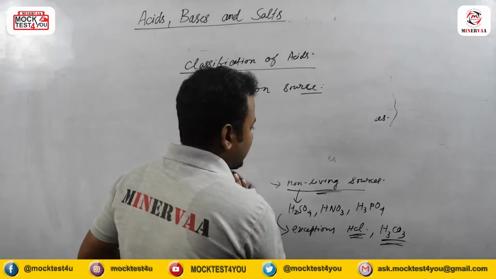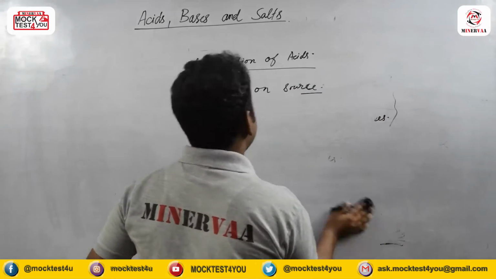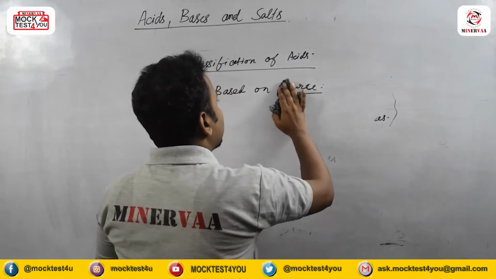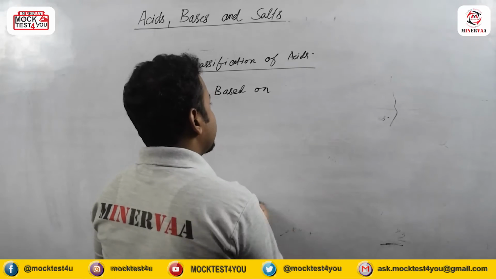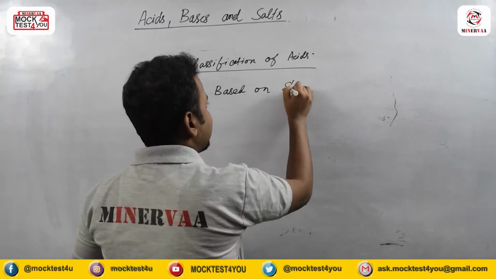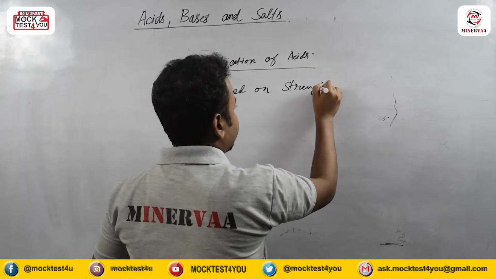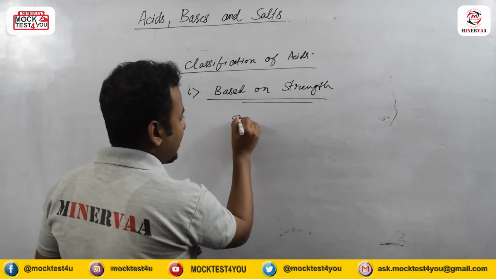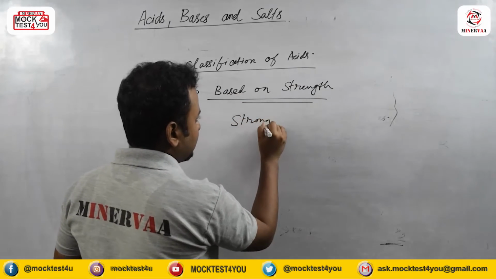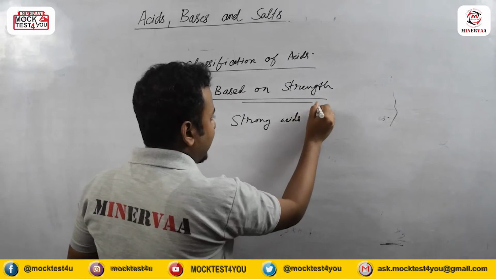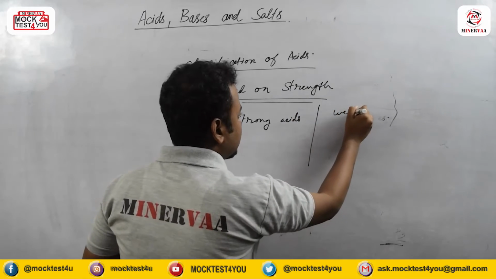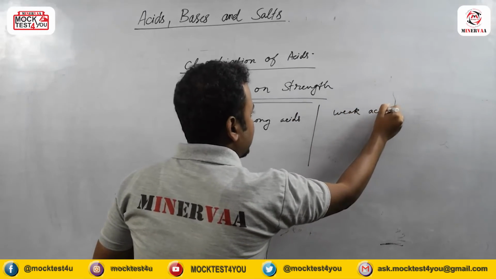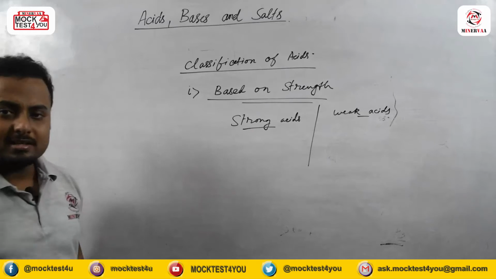So the second classification of acid is based on the strength of acid. So based on the strength of acid, acids can be classified as strong acids and weak acids. Okay, so what are strong acids?